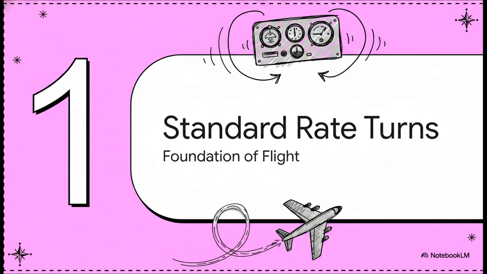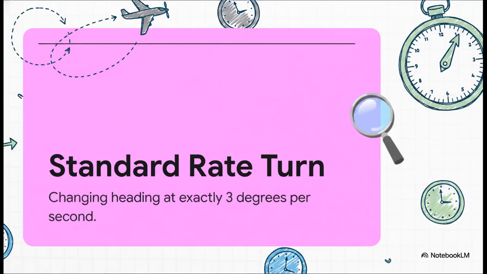Let's dive right into this baseline concept. Pretty much every turn you make during instrument flying revolves around this one idea. A standard rate turn means changing your heading at a rate of exactly 3 degrees per second. Now, why does that matter? Well, because at 3 degrees a second, you're going to execute a perfect 180-degree turnaround in exactly 1 minute. It just creates absolute predictability up there in the sky.